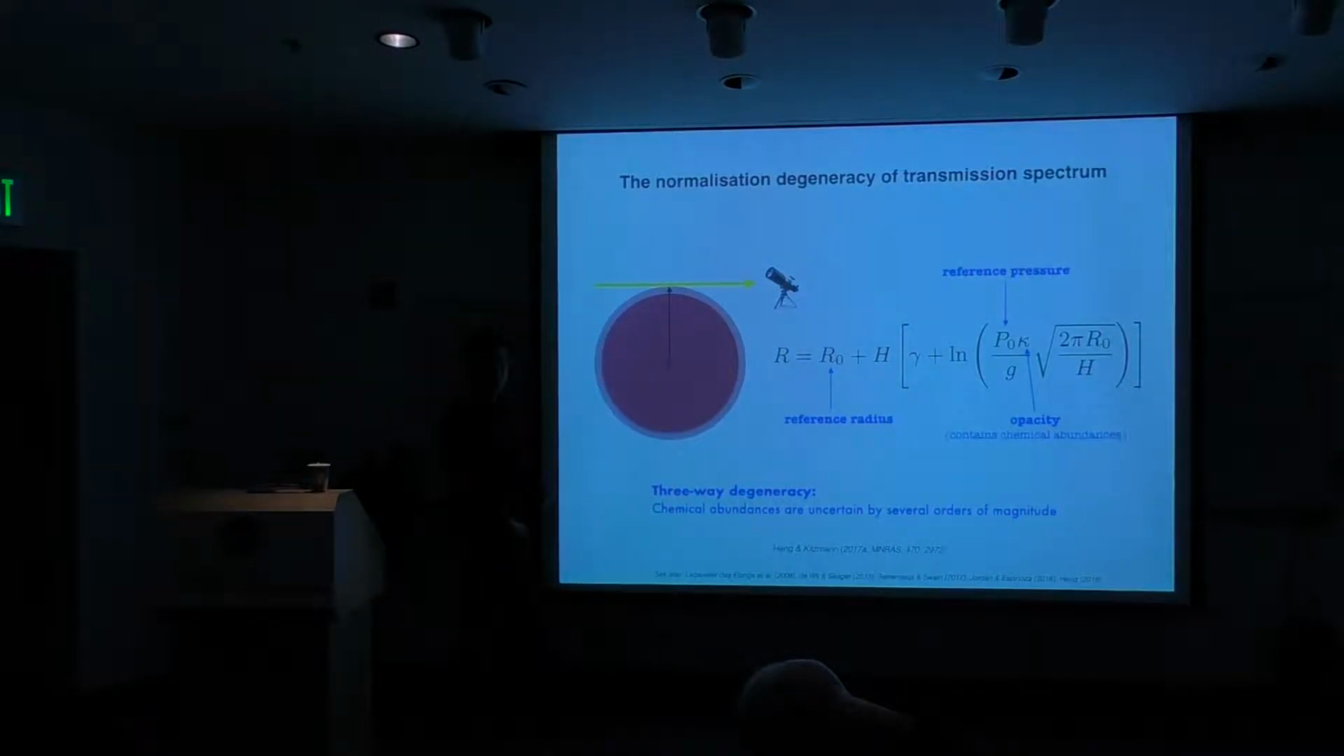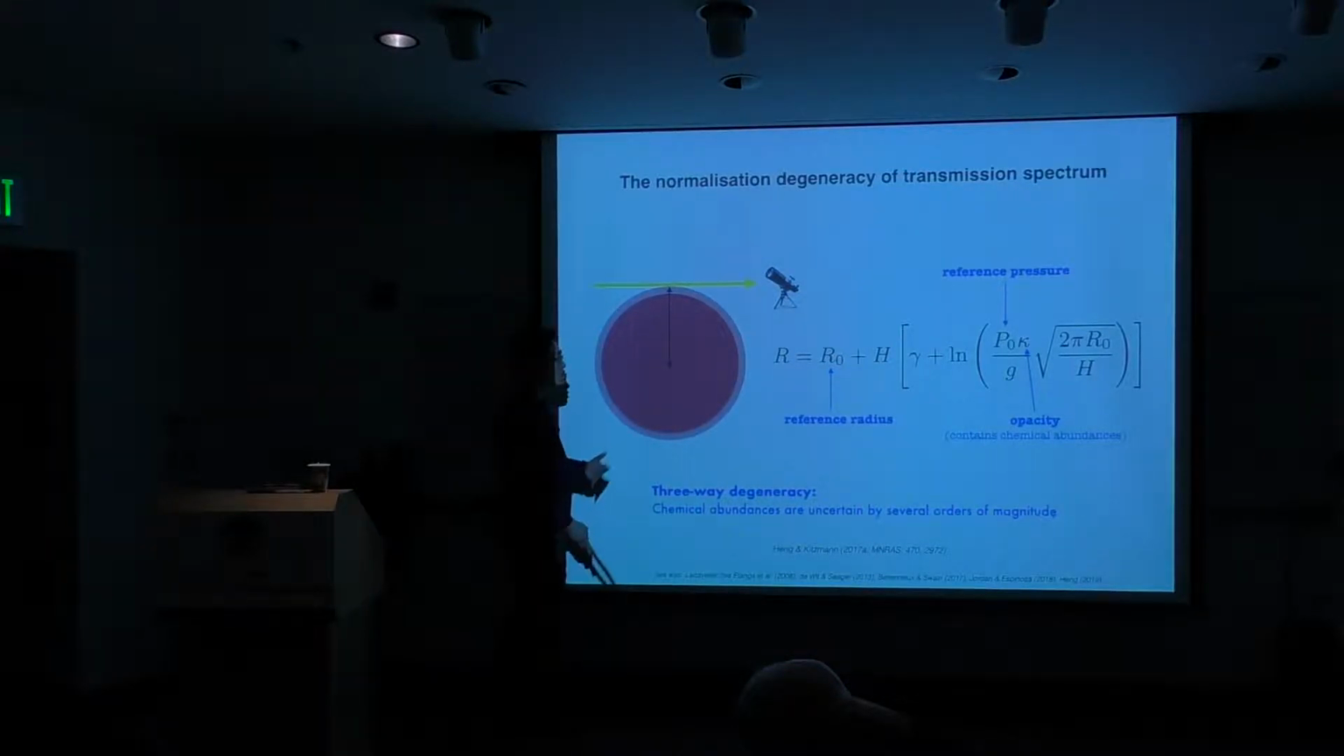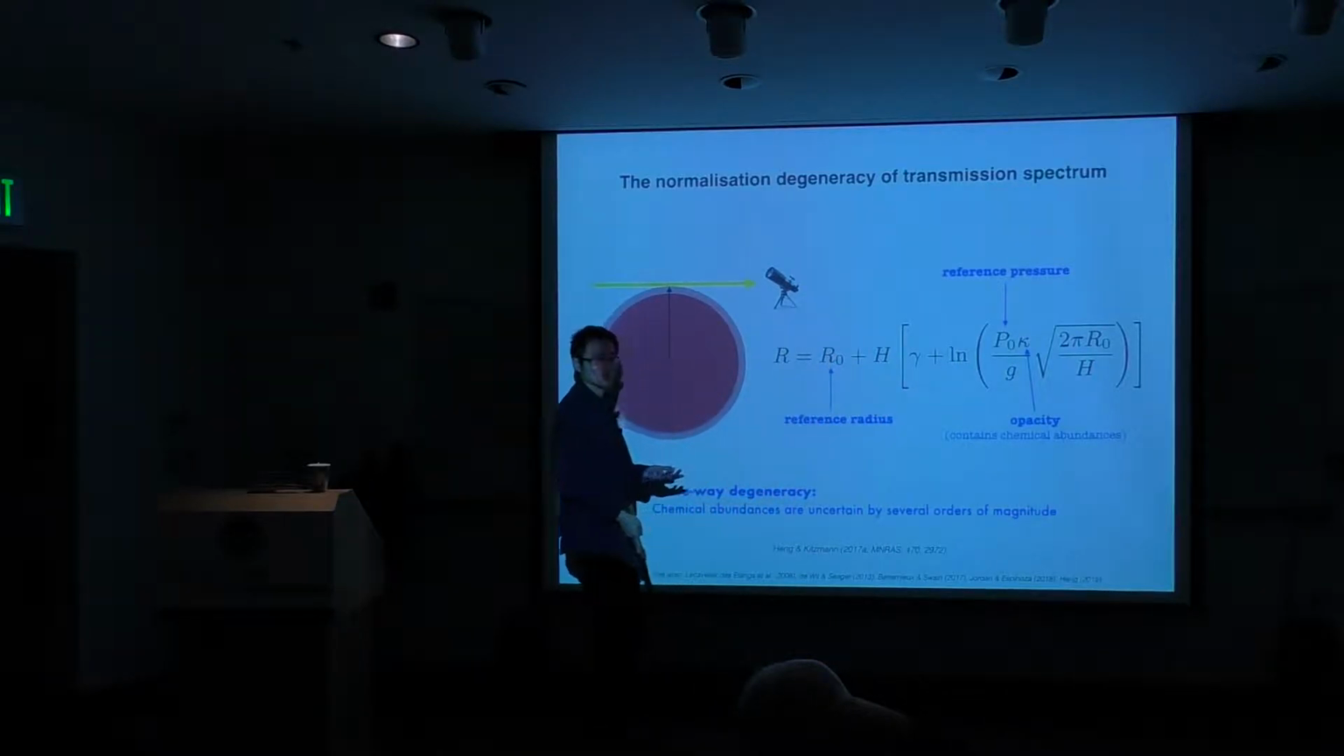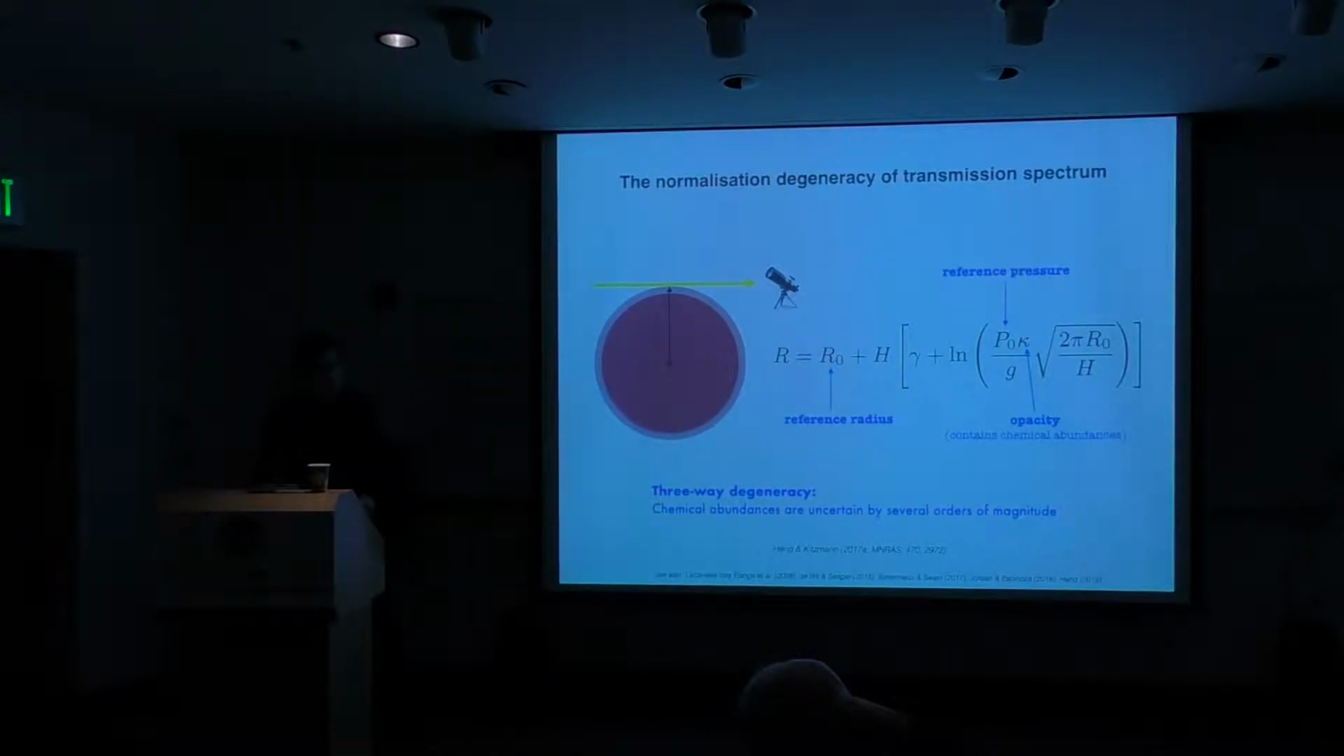And this explains the behavior you saw in the earlier plot from the other paper in 2014. So there's a 3-way degeneracy that is related to the normalization of the transmission spectrum. And you can't specify this from first principles, because you do not know what the relationship between these 2 quantities is from first principles. Right, so this raises the question.